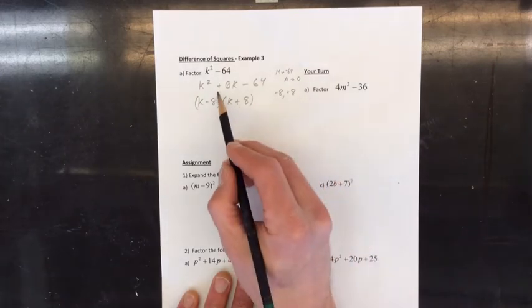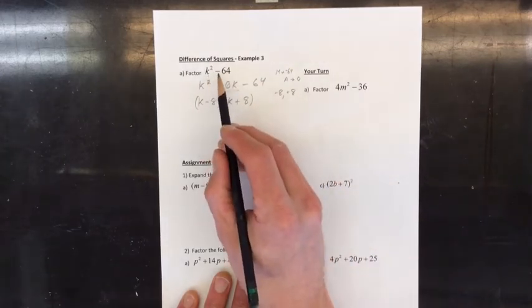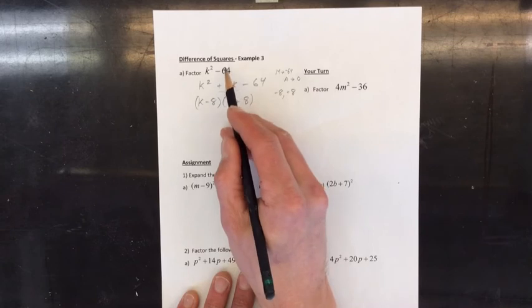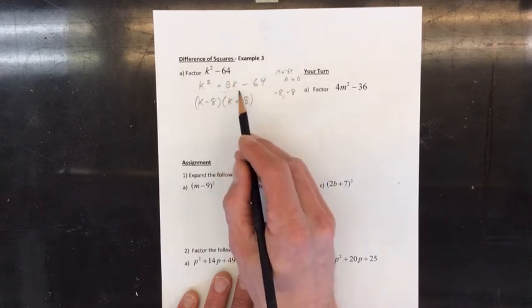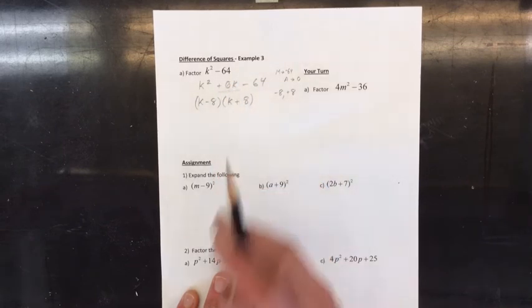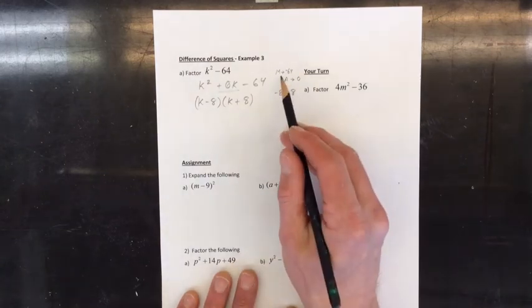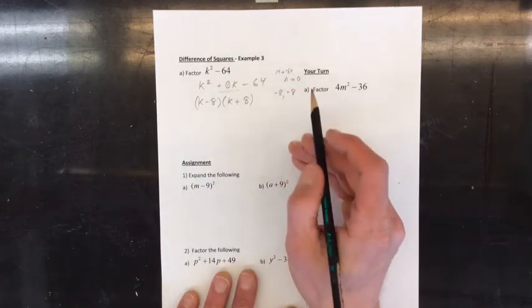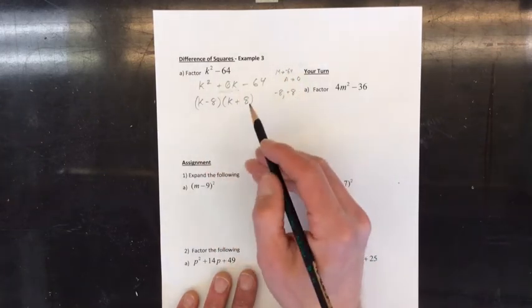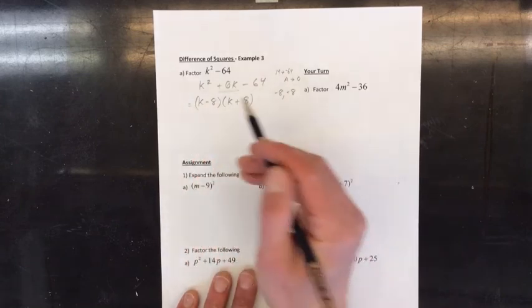The big secret here was to notice this was a squared term minus a squared term, namely this is 8 squared. I was missing my k term, so I put in a 0k and used my method, what two numbers multiply to negative 64, add to 0, and I got k minus 8, k plus 8.